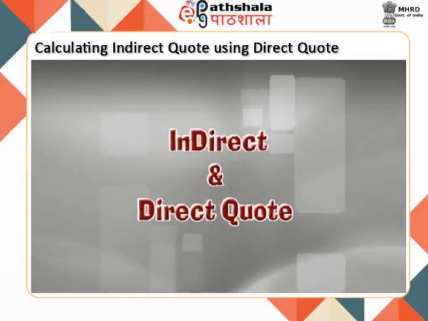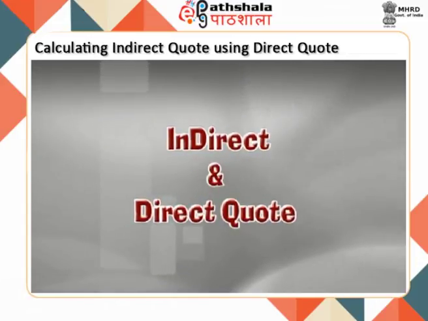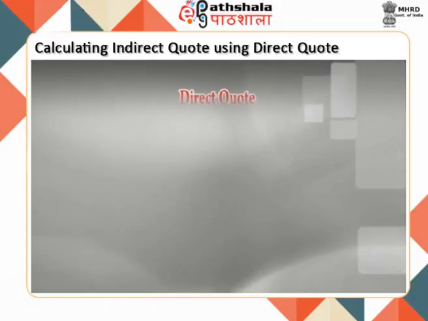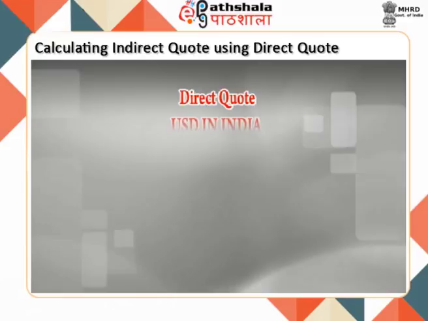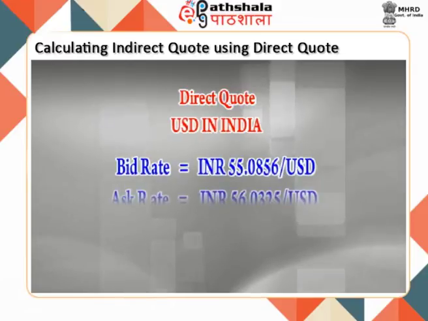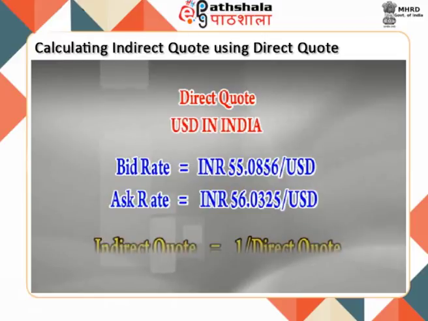Now, let us learn how to calculate indirect quote using direct quote. Suppose the direct quote for USD in India is given as rupees 55.0856 per dollar as bid rate and rupees 56.0325 per dollar as ask rate.